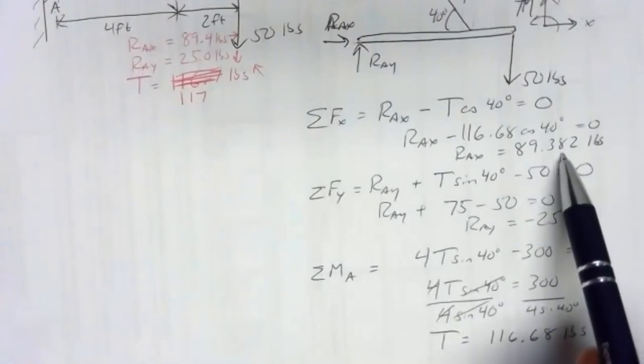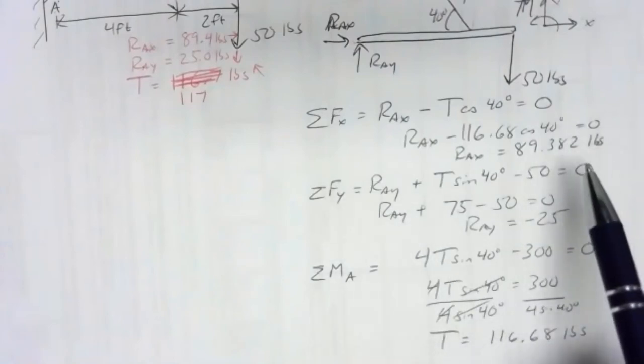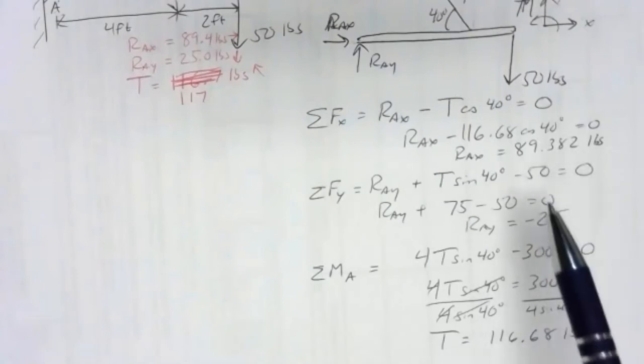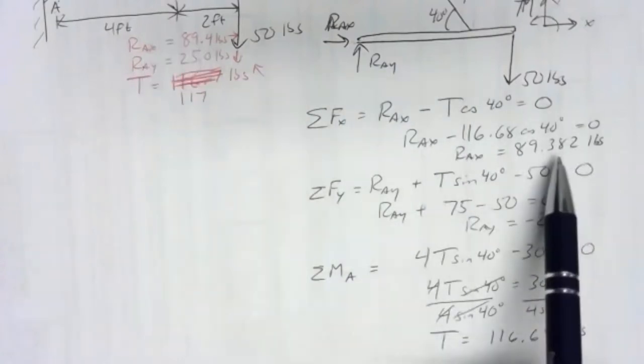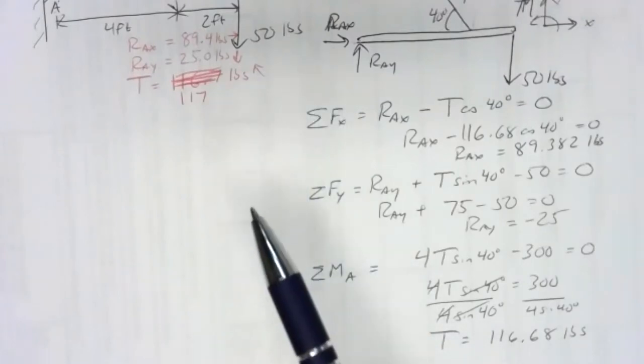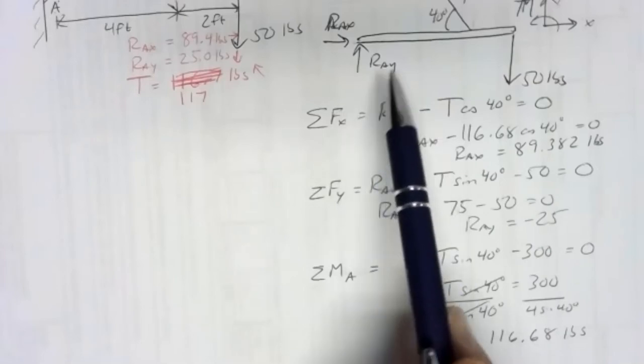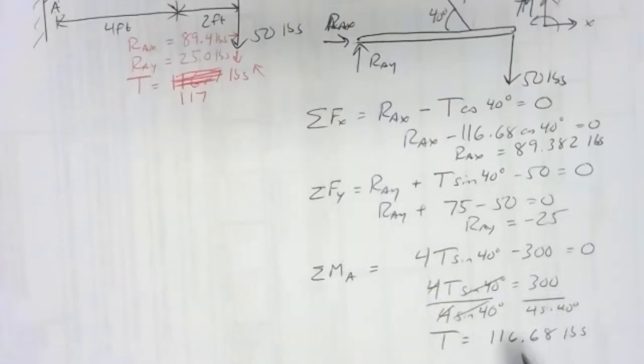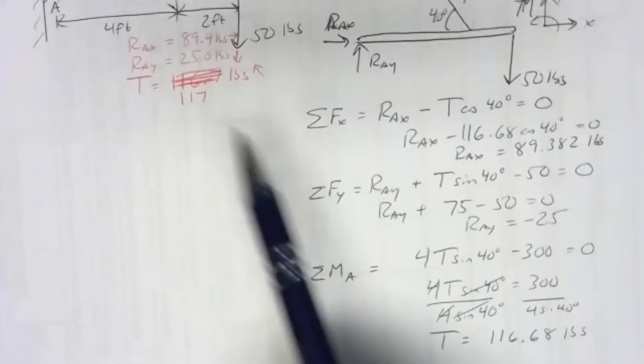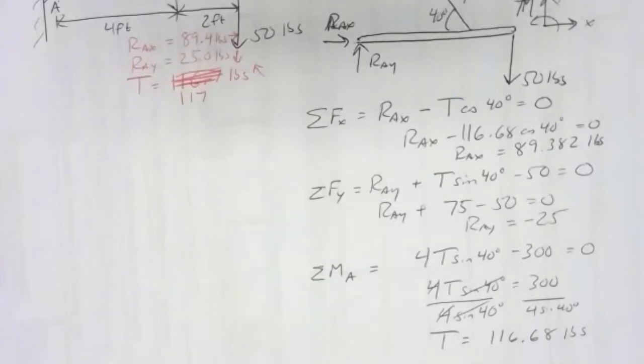So rounding off to 3 sig figs per the specification in the problem, 89.4 pounds came out positive, so it matches our assumption to the right. 25 pounds down, 25.0 for RAY. And then to round properly to 3 sig figs for T, for some reason I glitched and wrote it as 4 sig figs. So thank you for calling me out on that. To 3 sig figs, 116.68 is 117. So 117 pounds.